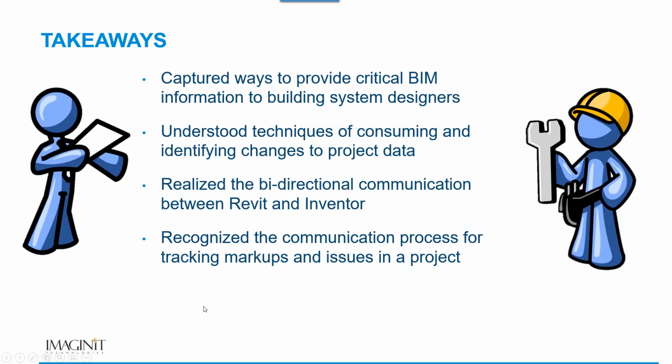So our takeaways today is we definitely captured some ways to provide critical BIM information to building system designers from the manufacturing side of things. Things that were just unwieldy or hard to do in the past, or we provided PDFs which were flat and not usable really at all for a Revit user. We also understood techniques of consuming and identifying changes to project data and how those can be synchronized very easily back and forth without sending massive files through other systems that become disconnected from your design environment. We also realized the bi-directional communication between Revit and Inventor and some of the nuances around that. And we recognized the communication process for tracking these markups and audits on these issues as we do it, and tracking those issues inside that project.